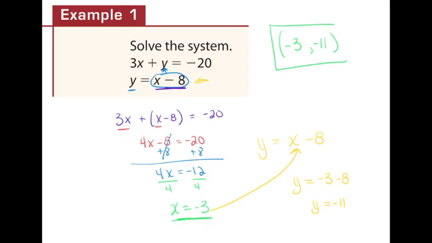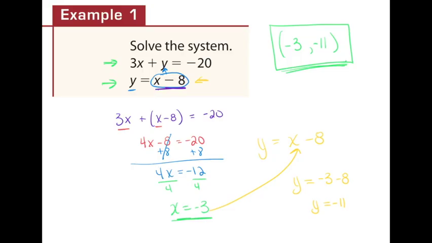And you can check it. If you check it, you plug in a negative 3 and a negative 11 here. Negative 9 plus negative 11 is negative 20, correct. Plug in a negative 3 and a negative 11 here. Negative 11 equals negative 3 minus 8, correct. All right, so once you solve this, plugging it in will show that you have the right answer. It should make a true statement for both of those equations. Your x and y will make a true statement. So negative 3, negative 11 is my answer here.